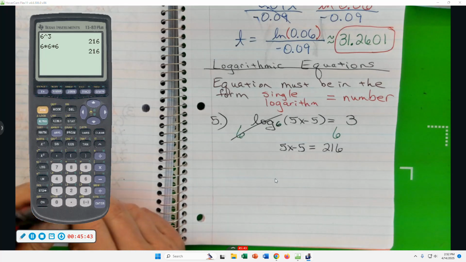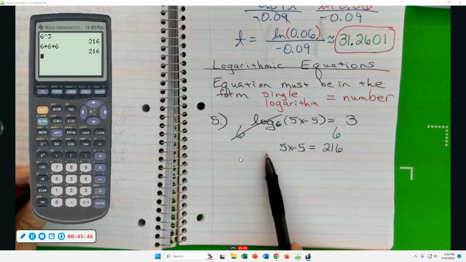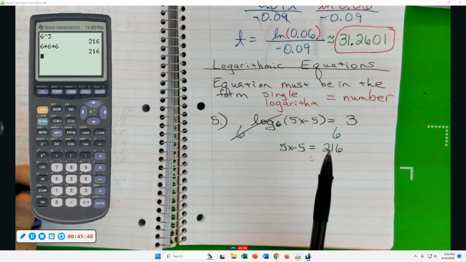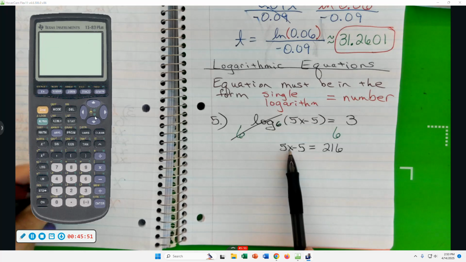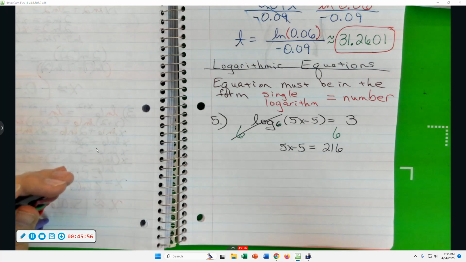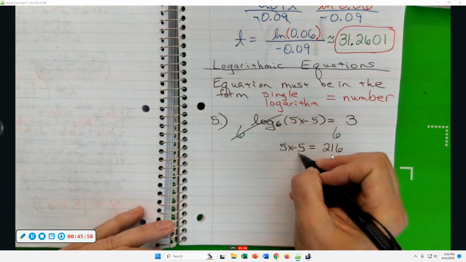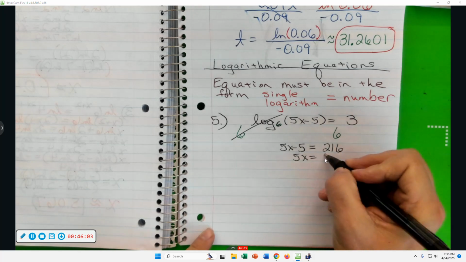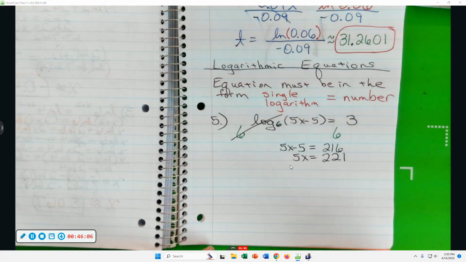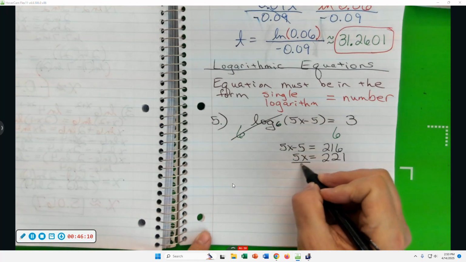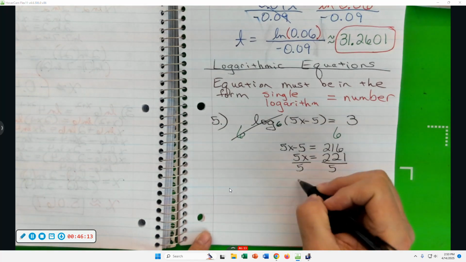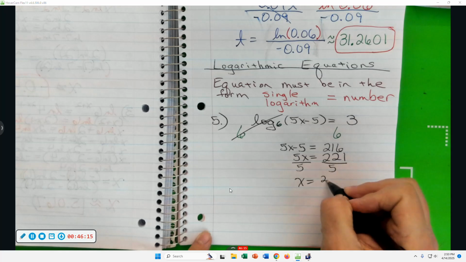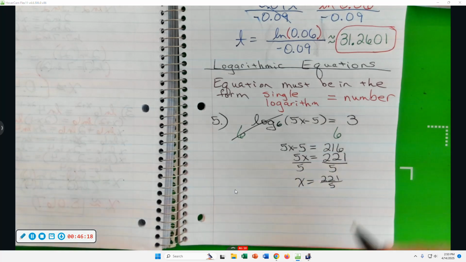Well, this might be the easiest equation we've solved so far. We're not going to have to use our calculator and get decimal approximations. We know what we need to do to get that x by itself. What will I do first? Add 5 to give me 5x equals 216 plus 5 is 221. And then divide by 5 to give us x equals 221 over 5.